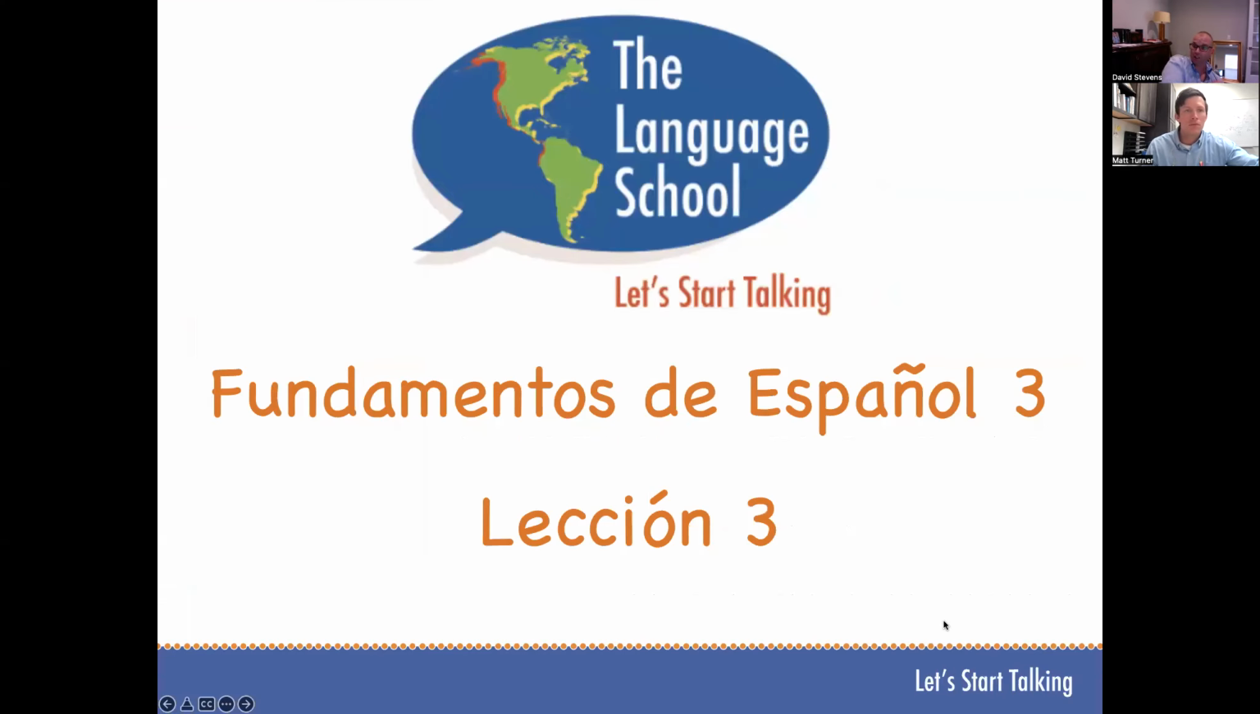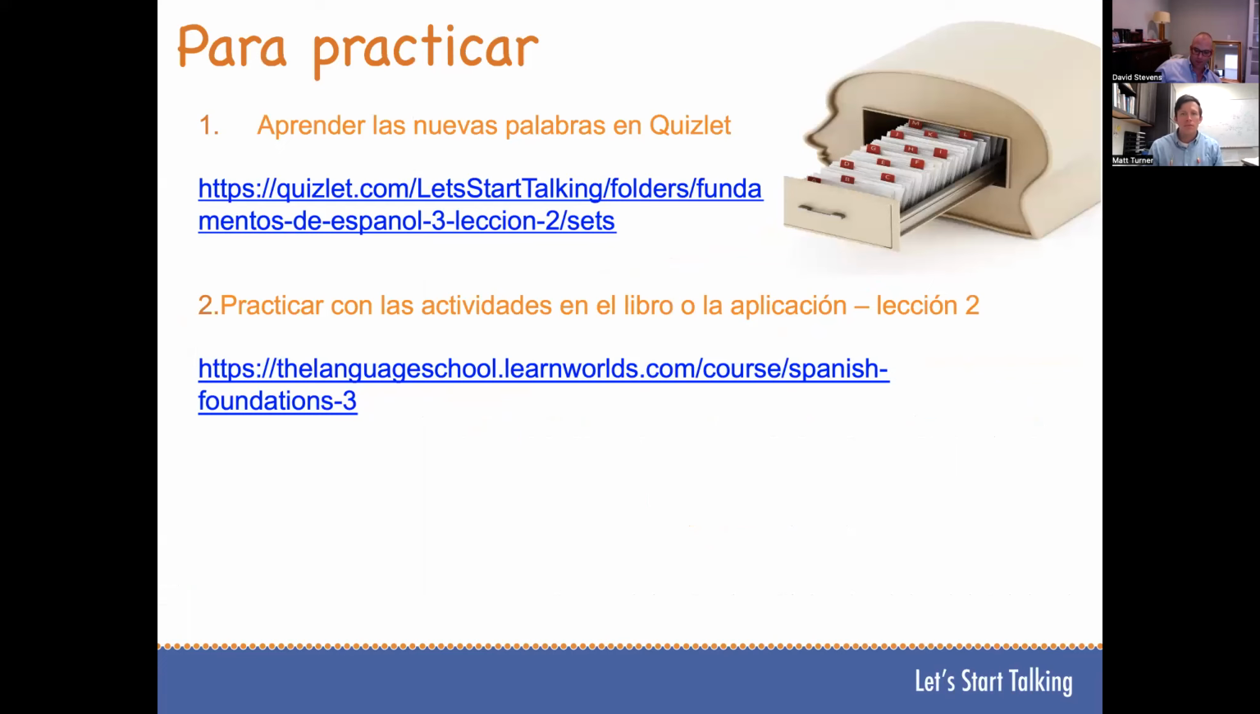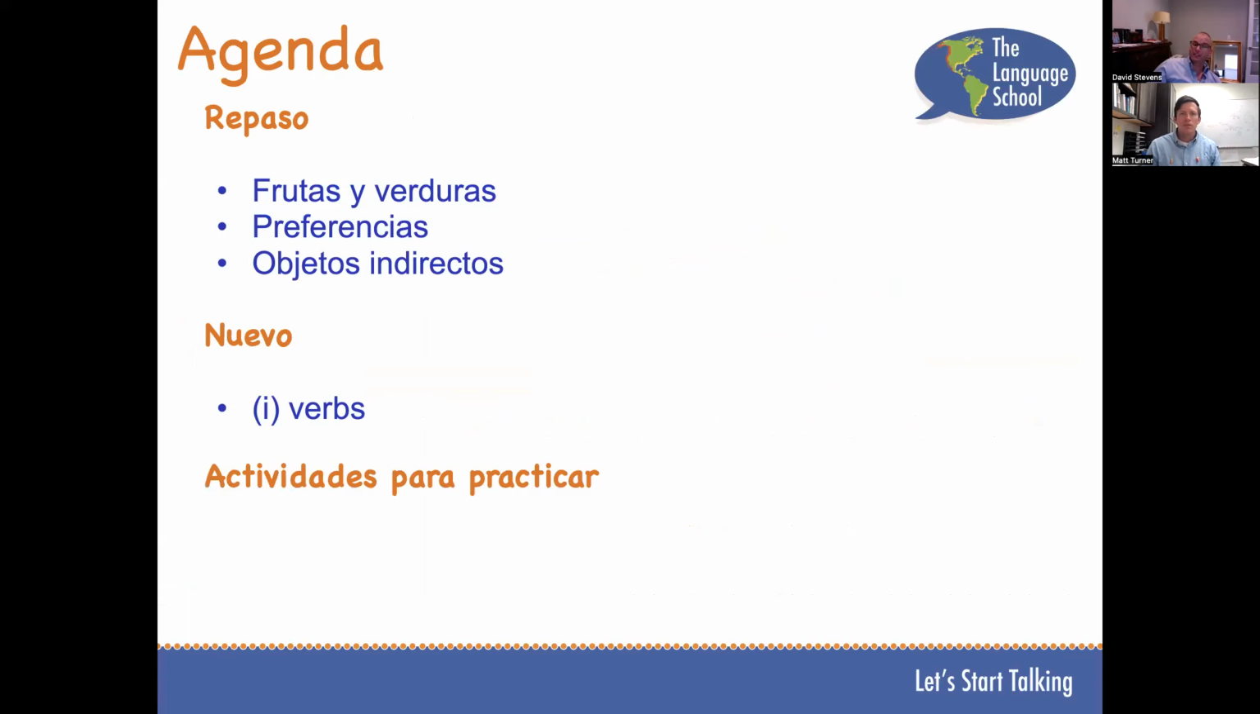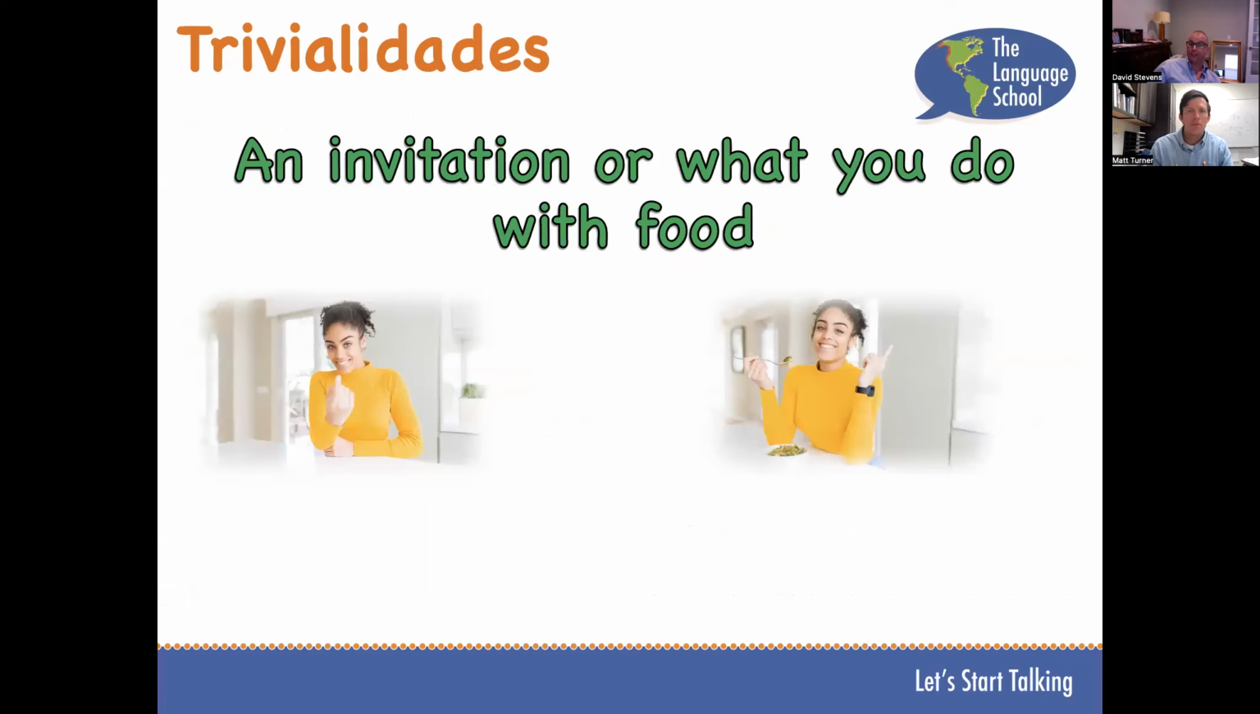Ok, muy bien, lección 3. Vamos a repasar frutas y verduras, preferencias, objetos indirectos. New stuff, we're going to look at I verbs, irregular I verbs. First, let's talk about trivialidades.